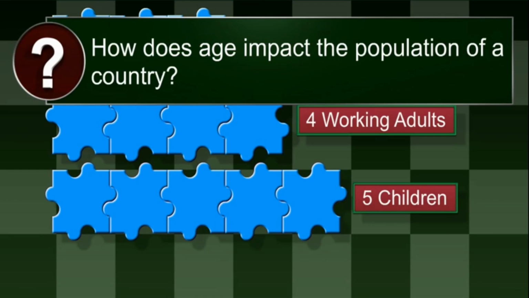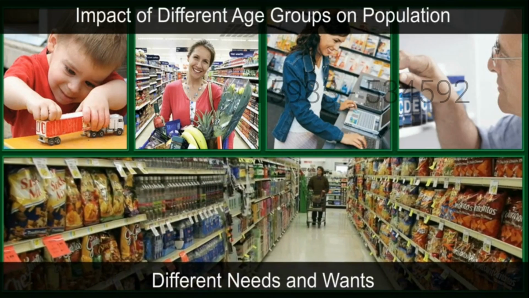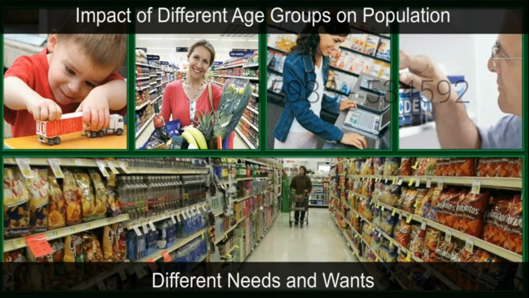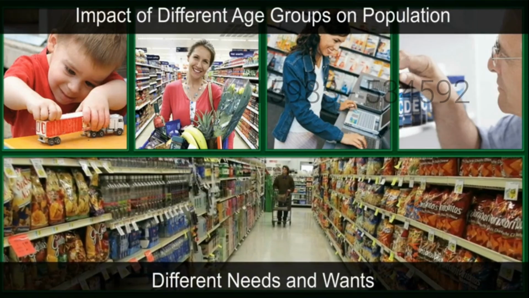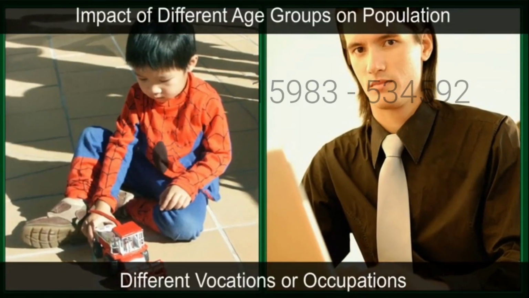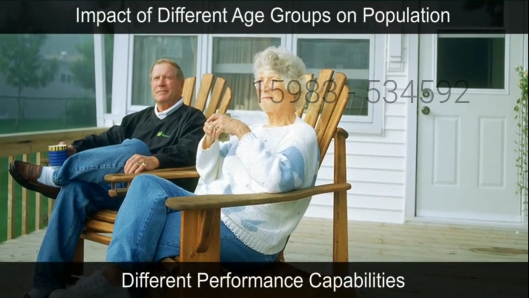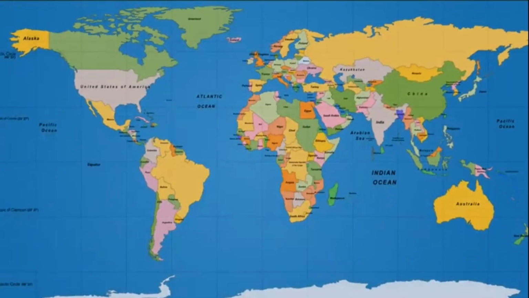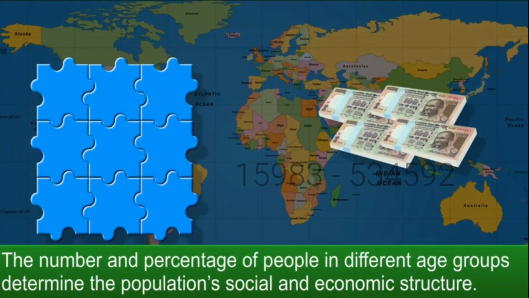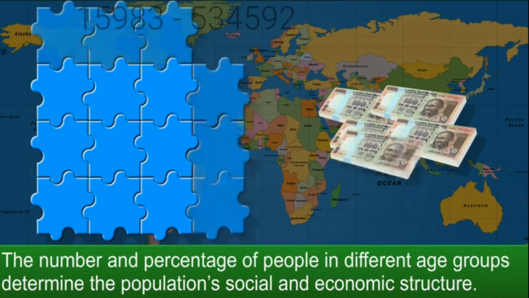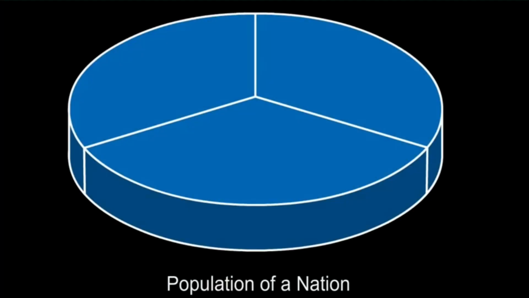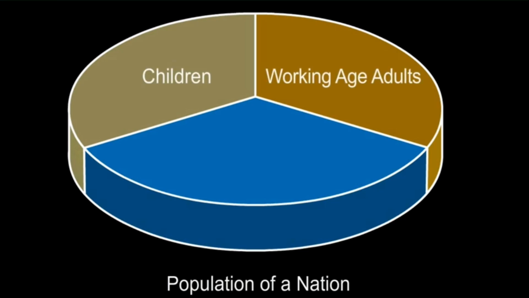How does age impact the population of a country? Consider this. A person's age influences the products or goods he or she needs and buys, what he or she does, and the capacity to perform various tasks. Thus, the number and percentage of people in different age groups help determine the population's social and economic structure. The population of a nation is generally grouped into three broad categories: children, working age adults, aged.